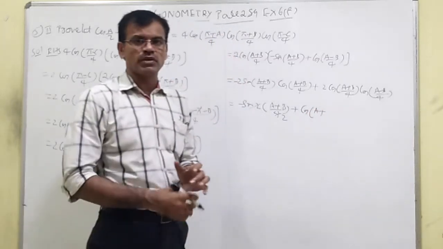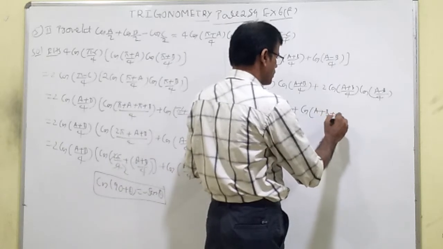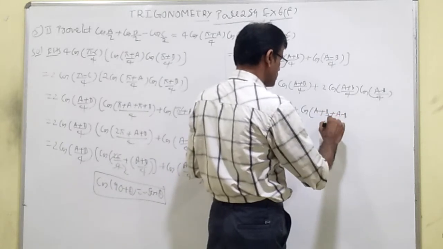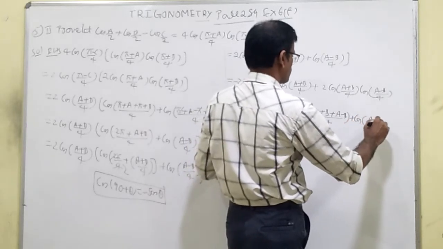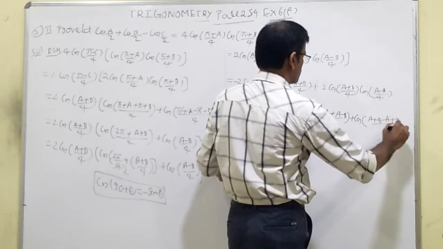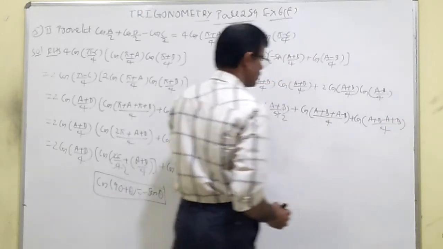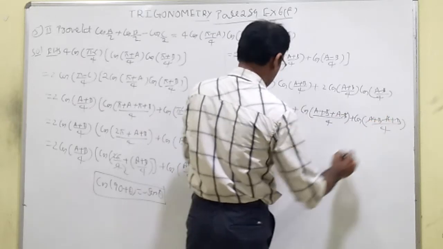Formula: cos of (a plus b) plus cos of (a minus b). So cos of here (a plus b plus a minus b) by 4, in the middle plus cos of (a plus b minus a plus b) whole by 4. Here b will get cancelled, here a gets cancelled.